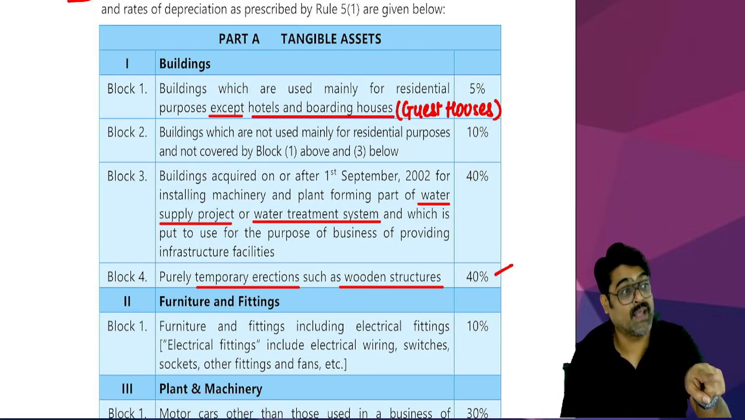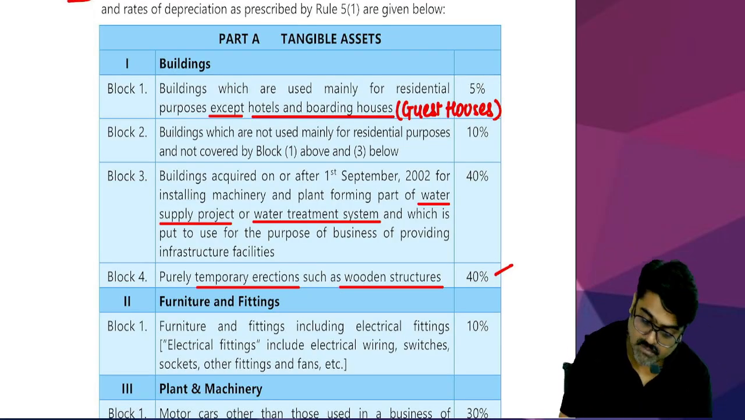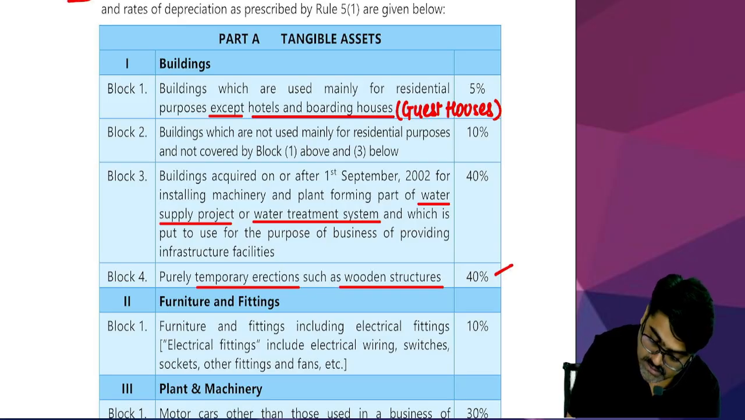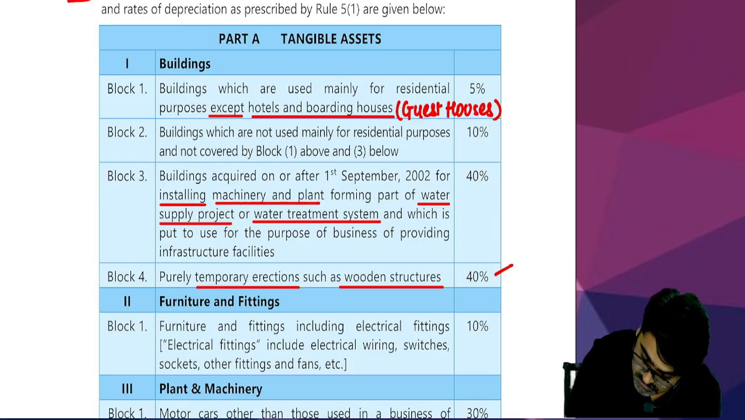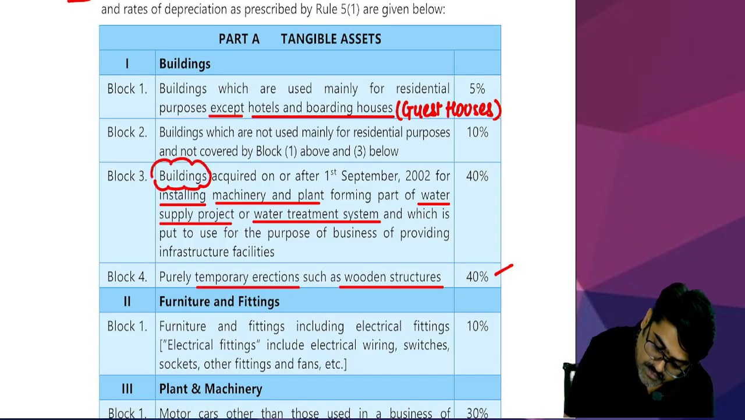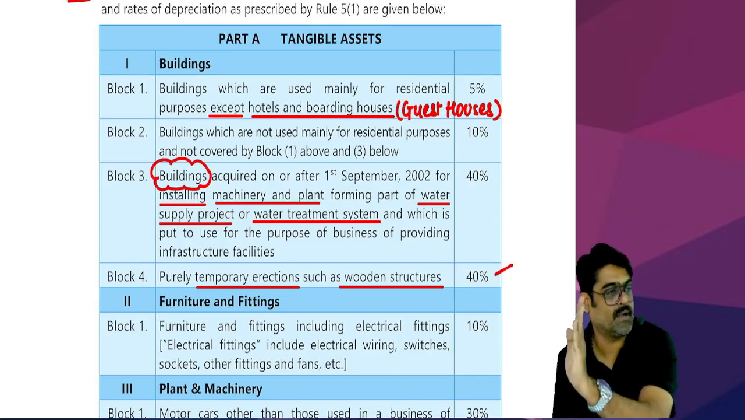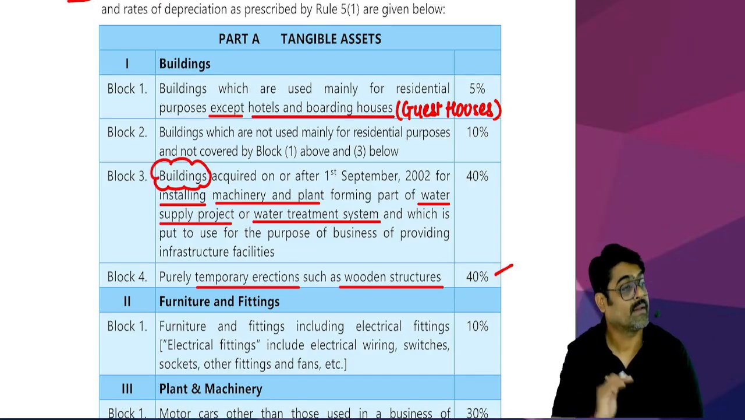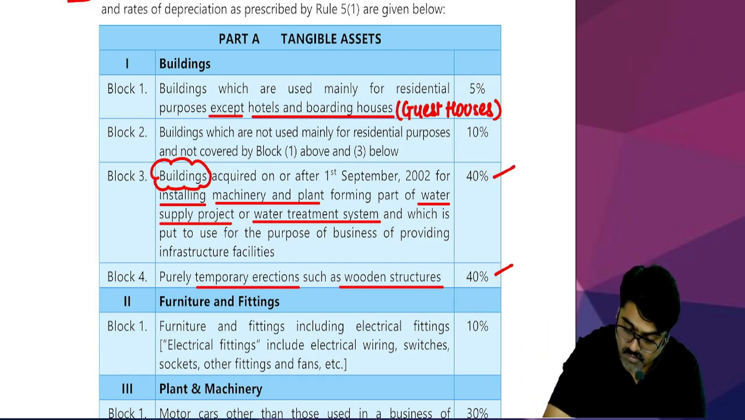So that building which is used for installing what? Plant and machinery forming part of water supply project or water treatment system. So that building will be a separate block and that will be depreciable at the rate of 40%.